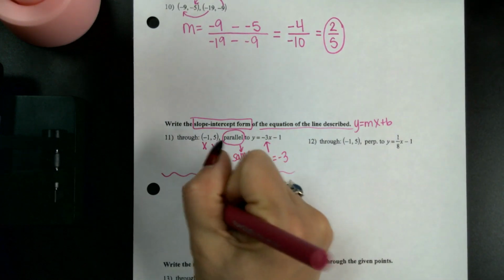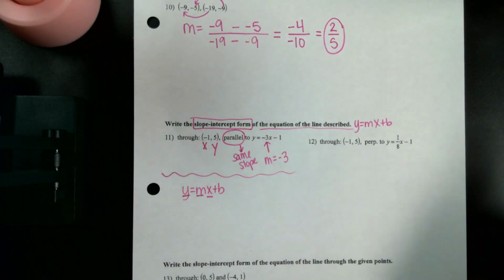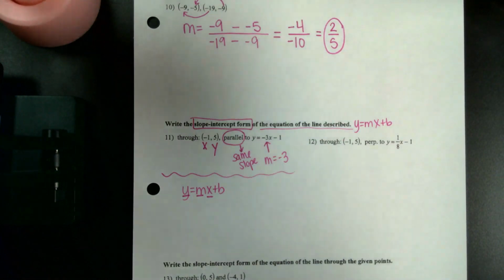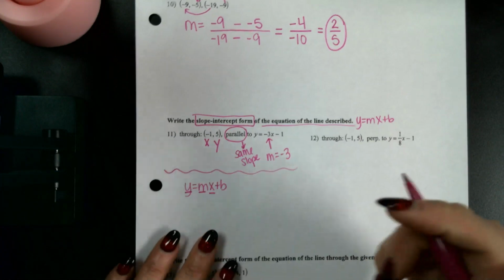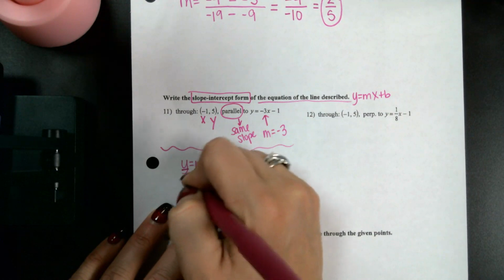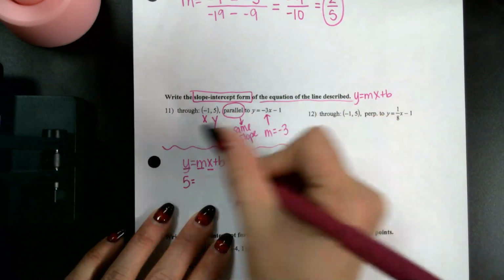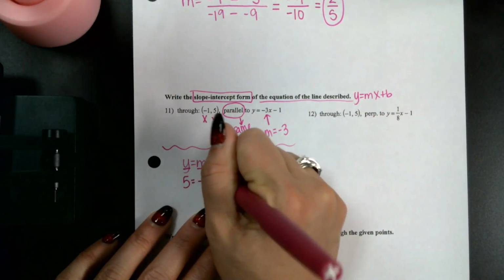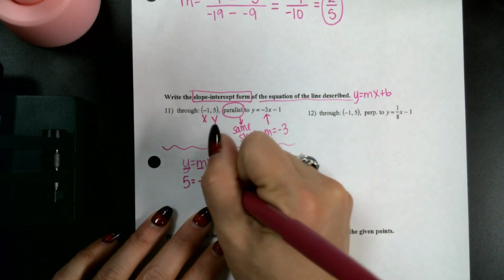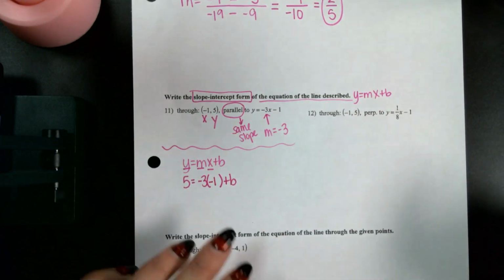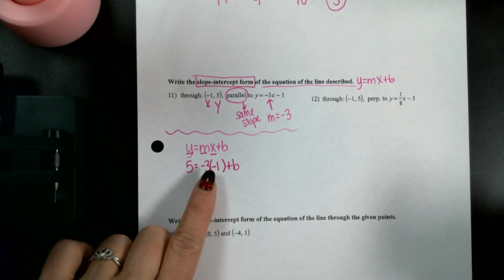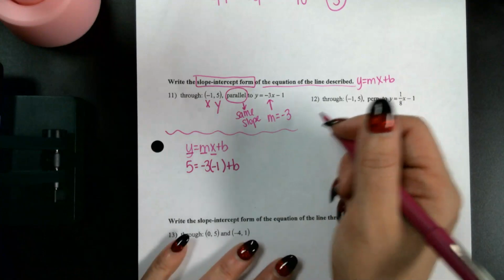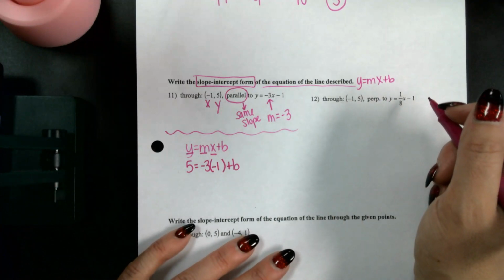Okay? So you start with y equals mx plus b. And we are going to plug in the y, the m, and the x, and we're going to solve for b. Which number is y? The 5. The m? -3. And then the x, -1. So you put the -1 in parentheses next to the -3 because you'll end up multiplying those two together. And then you just leave plus b in the equation, okay?